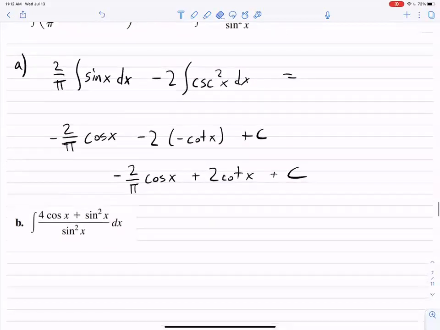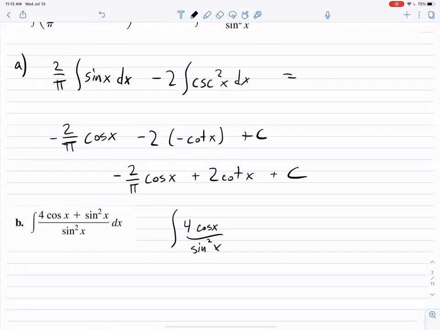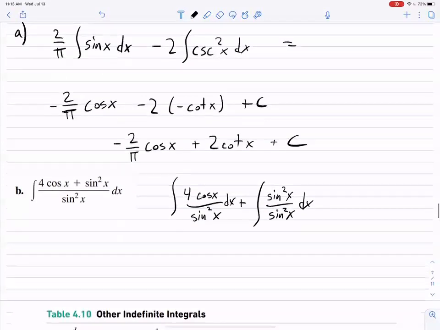This one, we're going to want to break it up. Whenever you have a division by one thing, you want to break it up into two things so that we can actually divide. And so this becomes the integral of 4 cosine x over sine squared x plus sine squared x over sine squared x. And then I'll just break it up into two integrals. This one, we're going to use that trick as before.